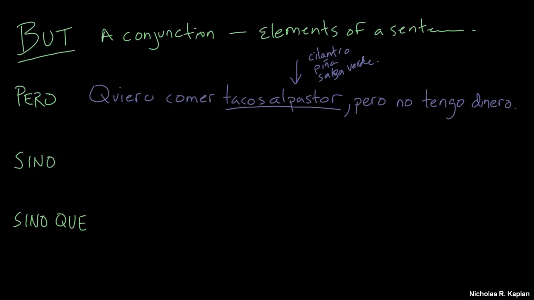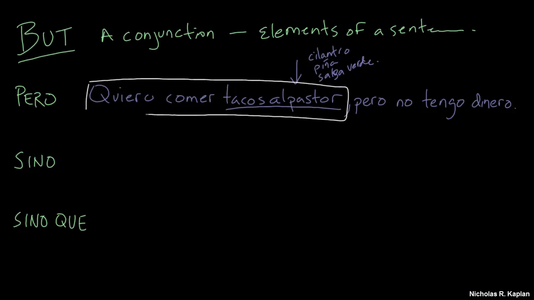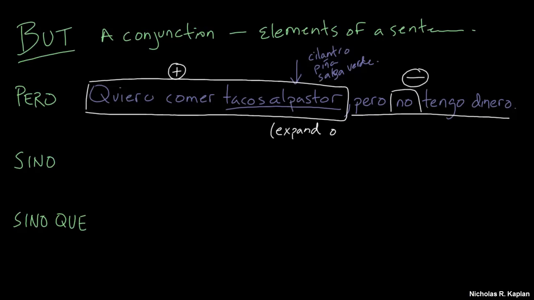And we would use pero because the first part of the sentence is positive or affirmative, and then in the second half it's negative. So we use pero when the first part is positive, the second part is negative, and we want to expand on what we started the sentence with. And that's the one that we use most often.